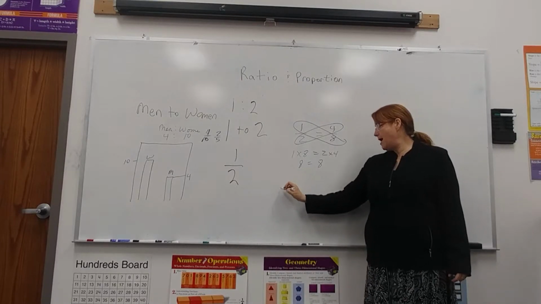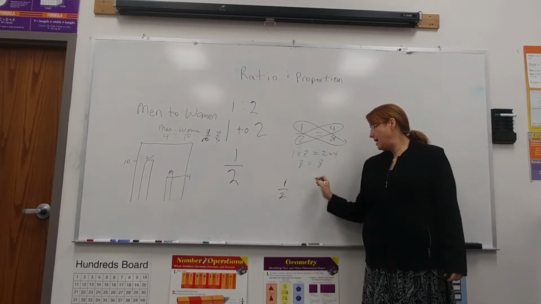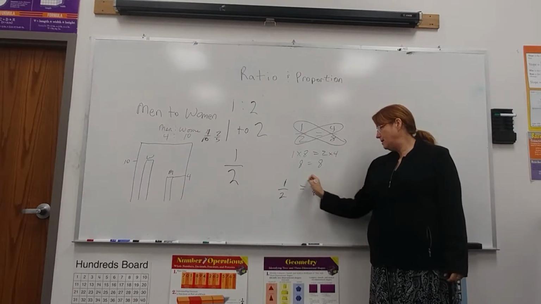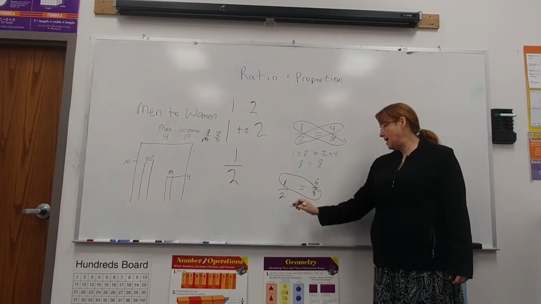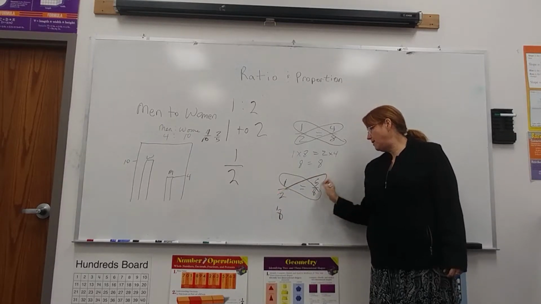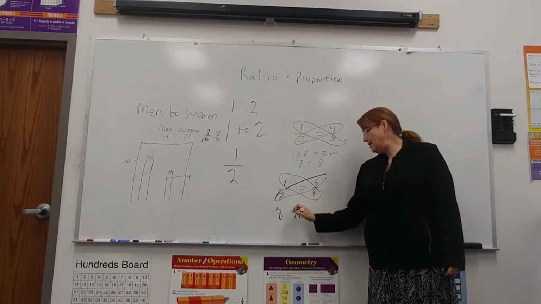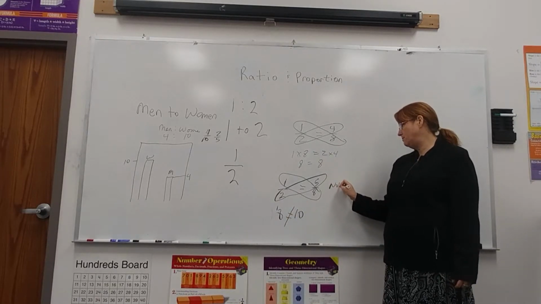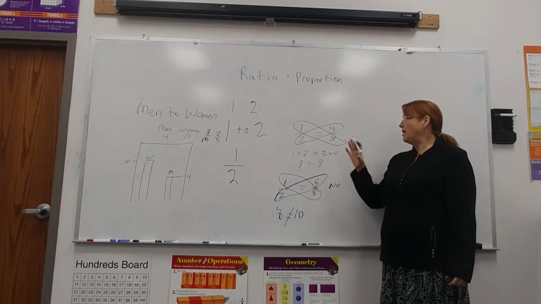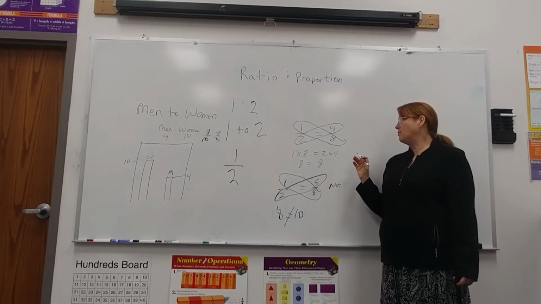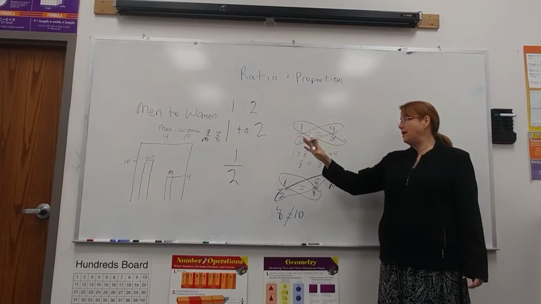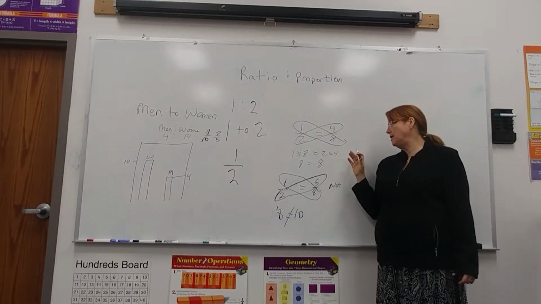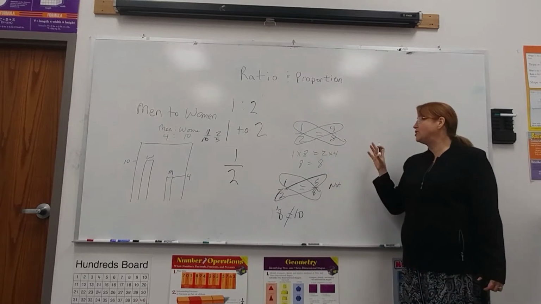If I had 1/2 and 5/8, if I checked it, 1 times 8 is 8. 2 times 5 is 10. 8 does not equal 10. So this is not a proportion. So ratio and proportion are related. Ratio is comparing 2 items, and proportion is comparing 2 ratios, or relating to ratios.